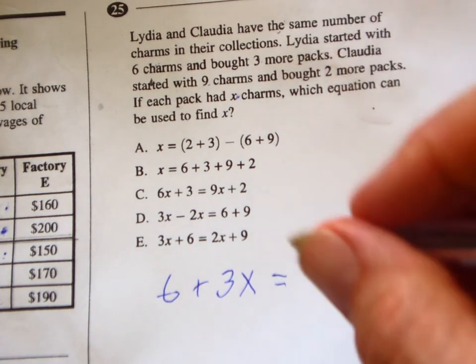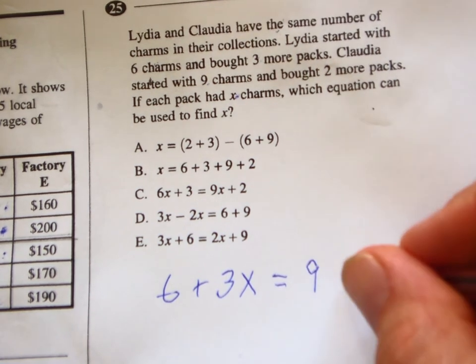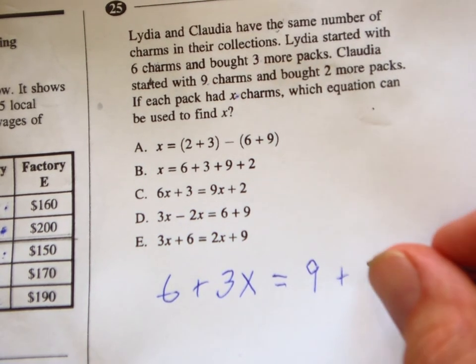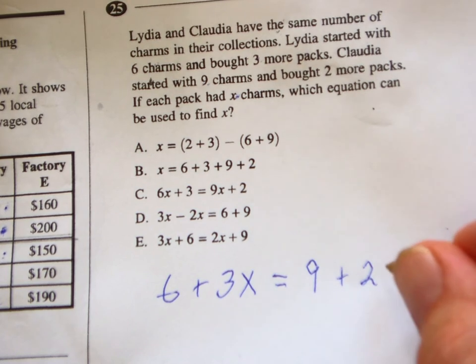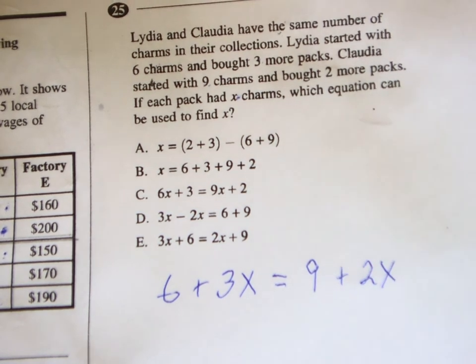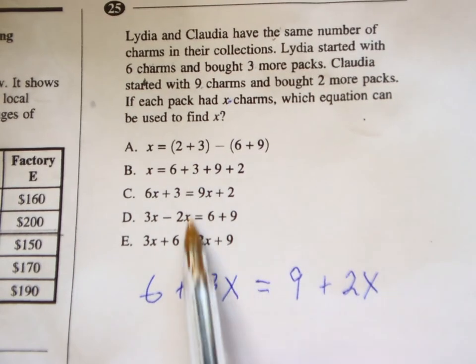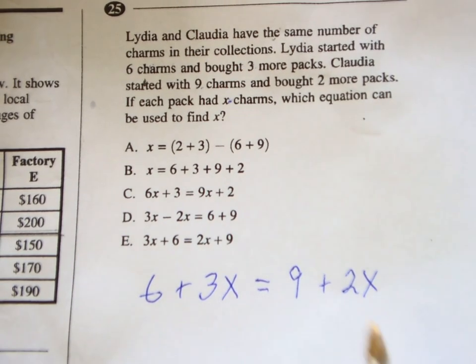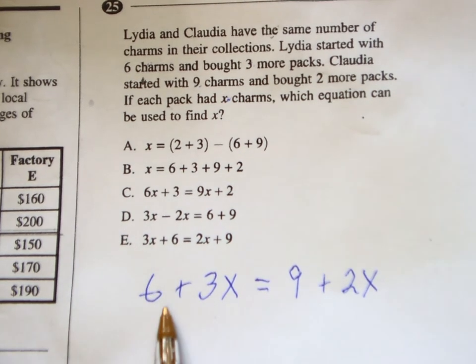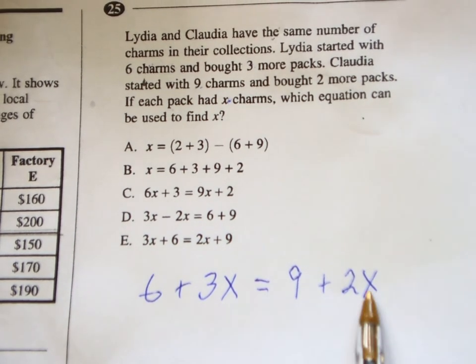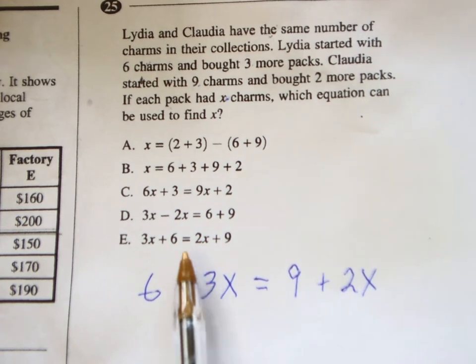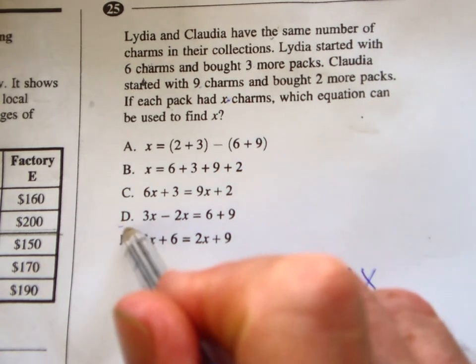And Claudia started with 9, but then she bought how many? 2 packs. And each pack had x in it. We're done. There it is. Which one up there is the same as this? Remember, they can switch the order. And they did. Look at the last one. 3x plus 6, 6 plus 3x. 2x, 9 plus 2x, 2x plus 9.